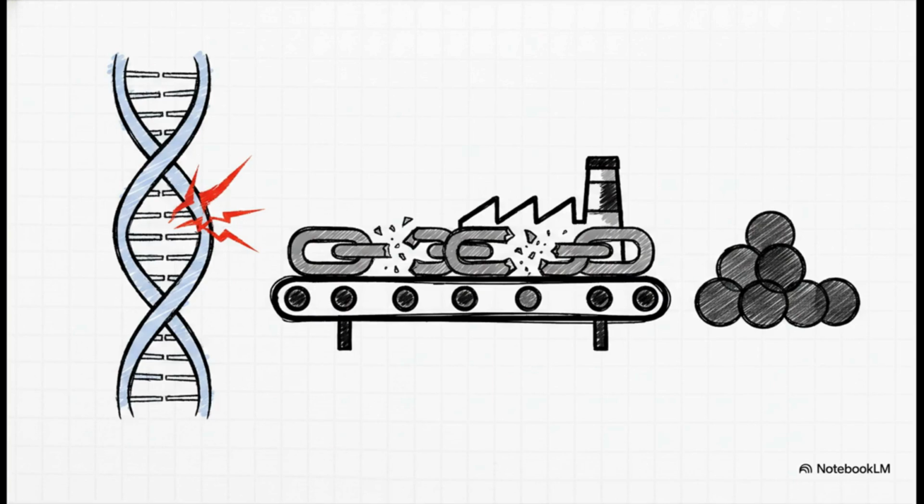If the cellular assembly line can't produce the necessary globin chains, it literally doesn't matter how much iron you have on hand. The factory simply cannot build complete hemoglobin molecules. The end result is small, pale red blood cells presenting as hypochromic microcytic anemia.